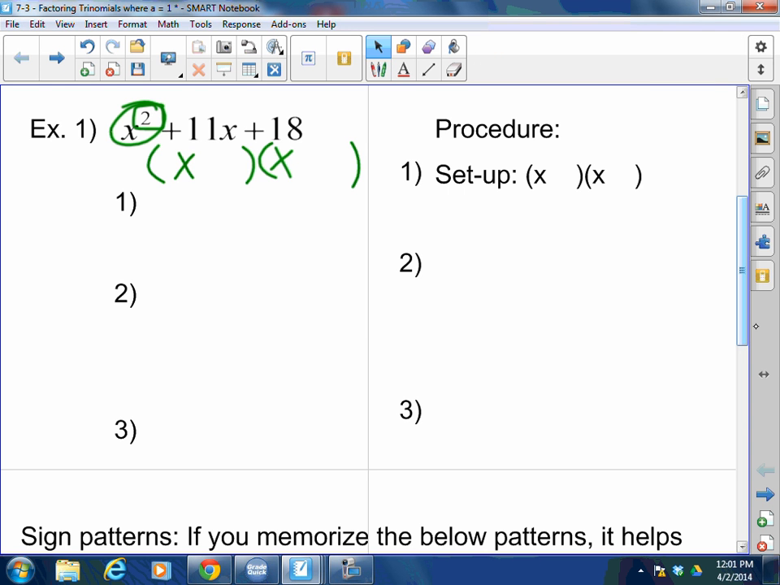Does that make sense, gentlemen? Promise? Okay.